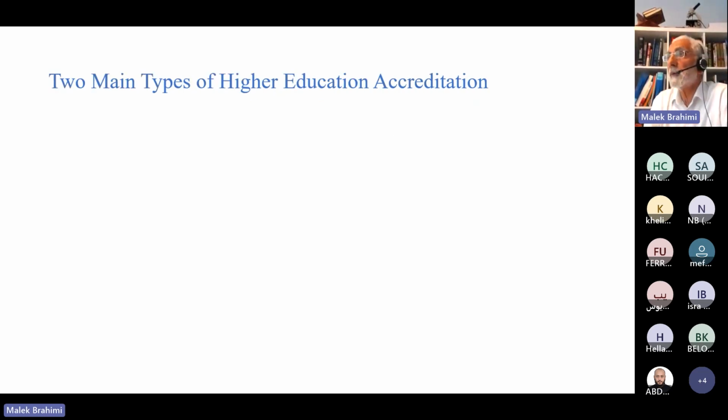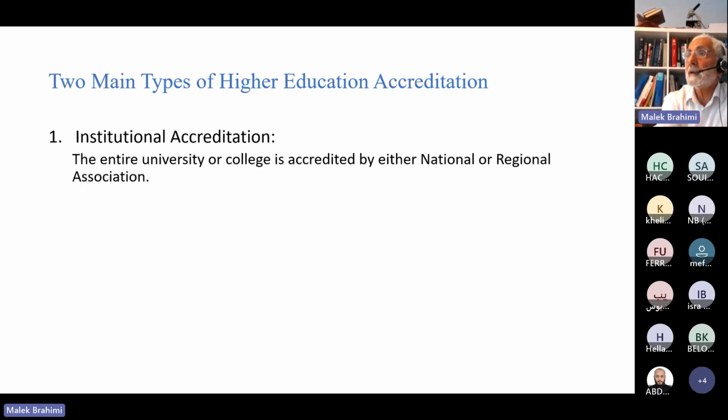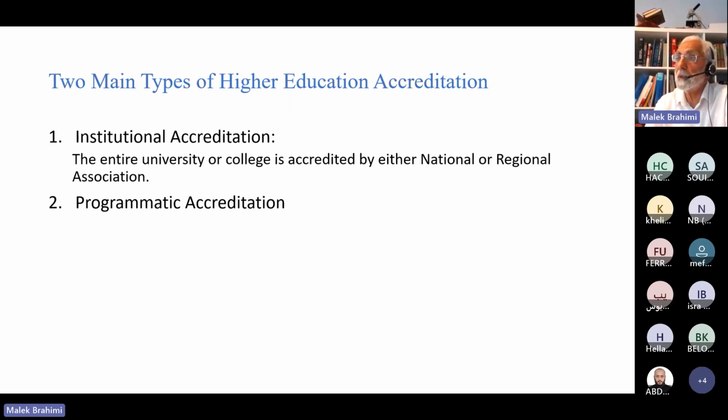So two main types of higher education accreditation. There is institutional accreditation: the entire university or college is accredited by either a national or regional association. This is what exists in Algeria now. It's the accreditation that exists for the universities in Algeria. And there is the second type, which does not exist in Algeria, programmatic accreditation. It's not there yet. I think they are working on it, but it's not there yet.